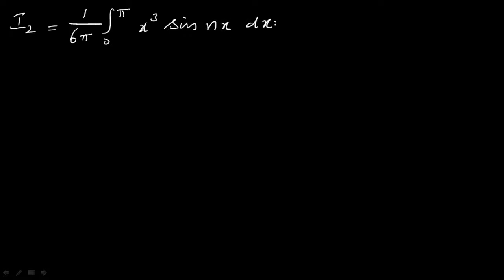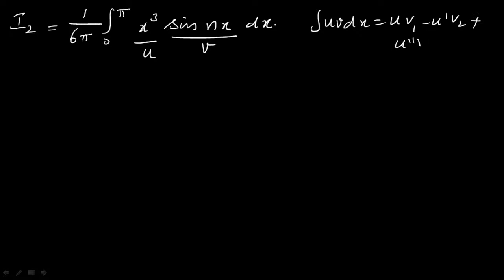So here you take the first one as u and the second one as v. As usual, you apply the Bernoulli's formula. So you know the Bernoulli's formula, integral u v dx, that is u v1 minus u dash v2 plus u double dash v3 minus u triple dash v4. Here x is of power 3, so you have up to u triple dash v4. The next derivative becomes 0, so you have to stop up to this. So to evaluate this integral, we can make use of the Bernoulli's formula. So it has 4 terms.